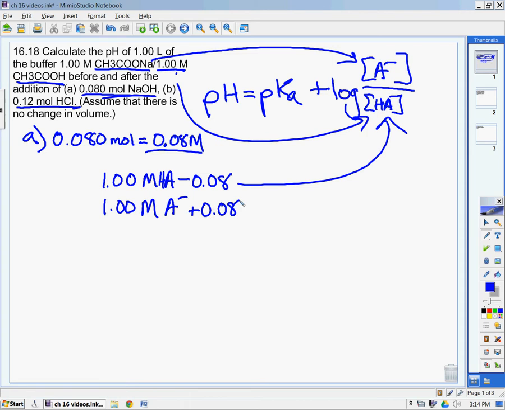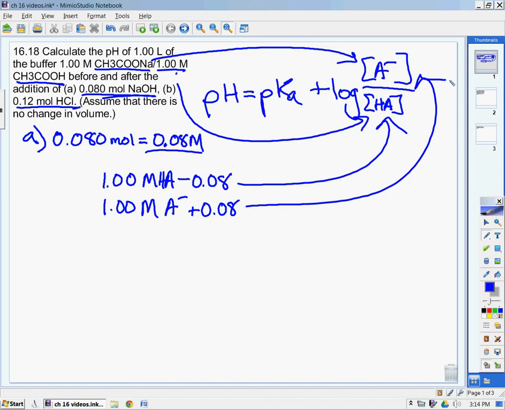The reason that you're subtracting from the acid and adding to the base is because when you add sodium hydroxide, it's going to react away acid, and it's going to make more of the conjugate base, because once the acid has the H taken away, it becomes the conjugate base. So that goes in the numerator.